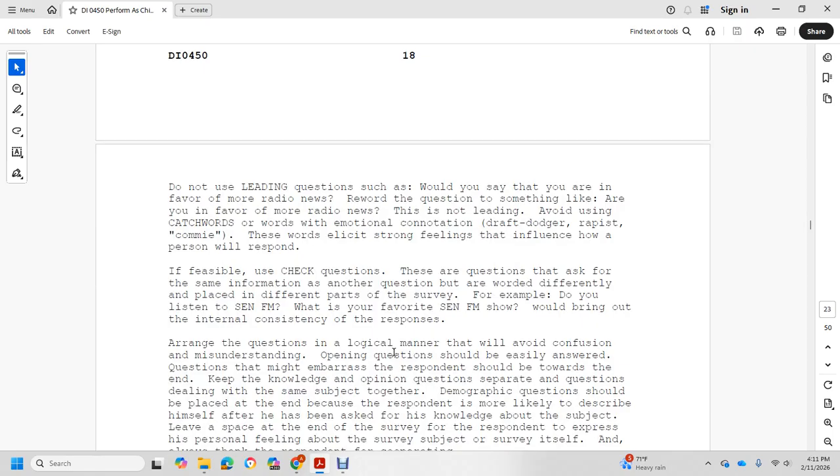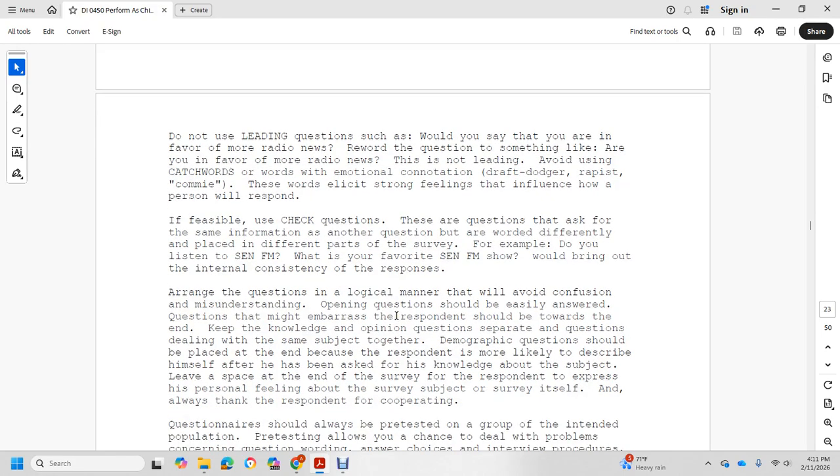If feasible, use check questions. These are questions asked for the same information, but worded differently and placed in different parts of the survey. For example, "Do you listen to SEM FM?" and later, "Which station do you listen to, for instance SEM FM?" This brings out the internal consistency of the response.